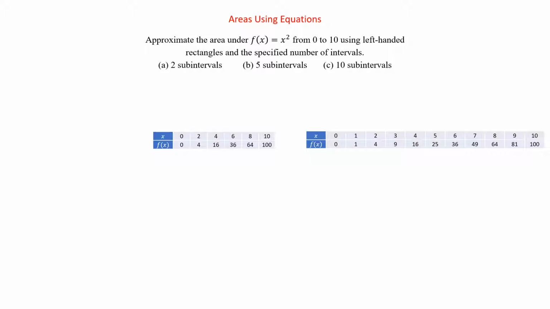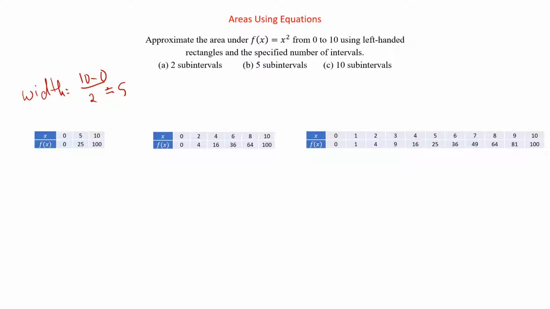So using 2 intervals, first you have to figure out what the intervals are. We're going from 0 to 10, so the width is going to be 10 minus 0 divided by how many intervals? 2. So here the width is going to be 5. So we can make our table from 0 to 5 and from 5 to 10. Those would be our 2 intervals. We're using the left-hand rule.